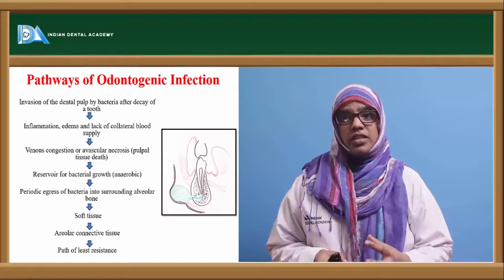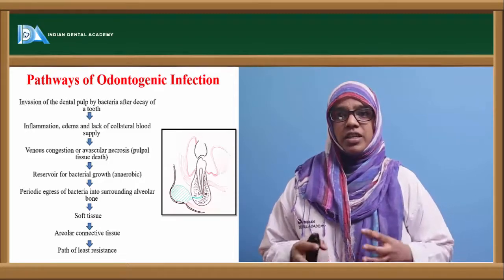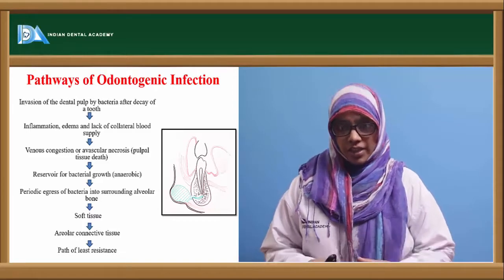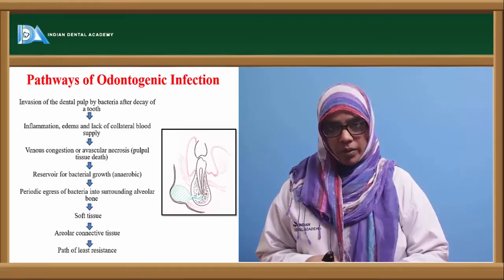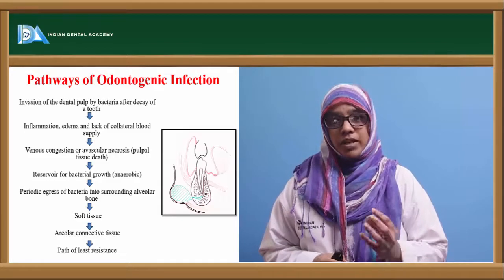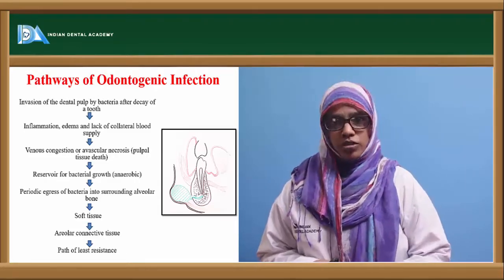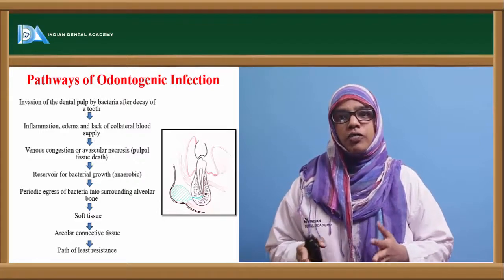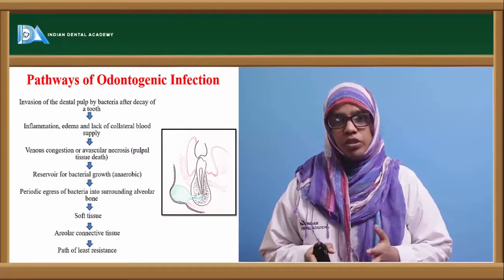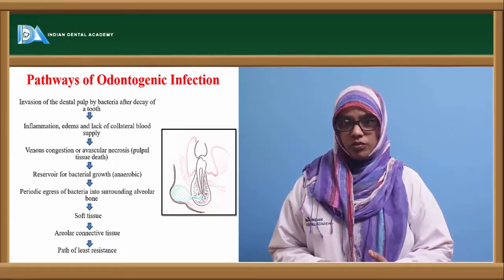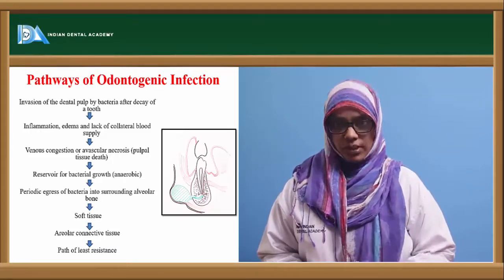Once the bacteria start growing, periapical ingression of the bacteria into the surrounding alveolar bone takes place. That is, the infection spreads to the periapical area, resulting in periapical inflammation, infection, granuloma and eventual abscess formation, which moves through the path of least resistance, that is the bone, the periosteum, the soft tissue, the alveolar connective tissue.